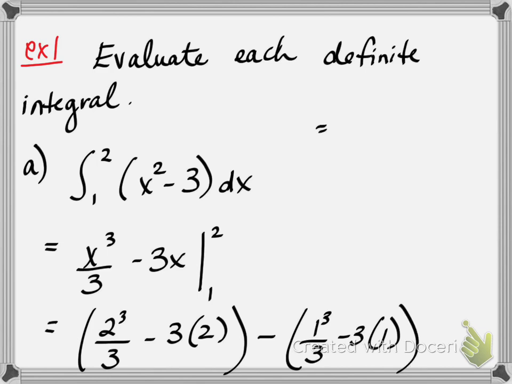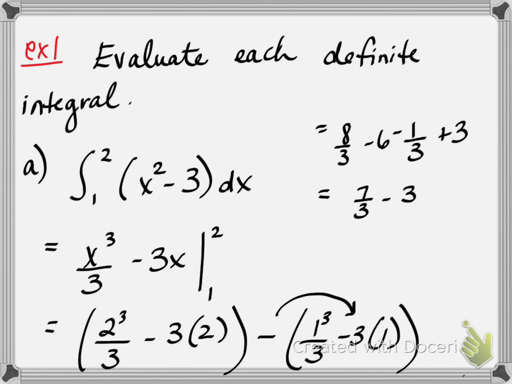Which means we get 8/3 minus 6 minus 1/3 plus 3. Don't forget to watch your subtracting. So that is 7/3 minus 3. 7/3 minus 9/3 is negative 2/3. So isn't that nice? So nice to get an answer that fast.